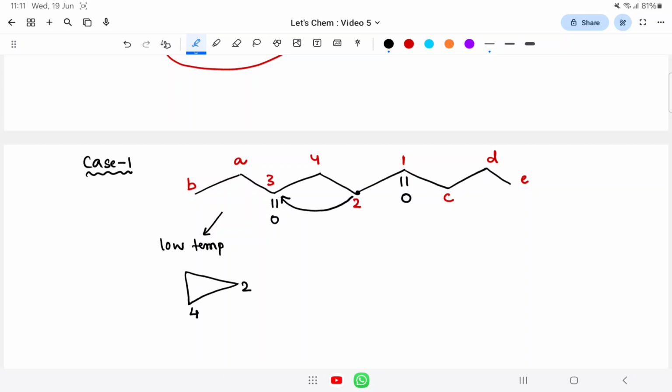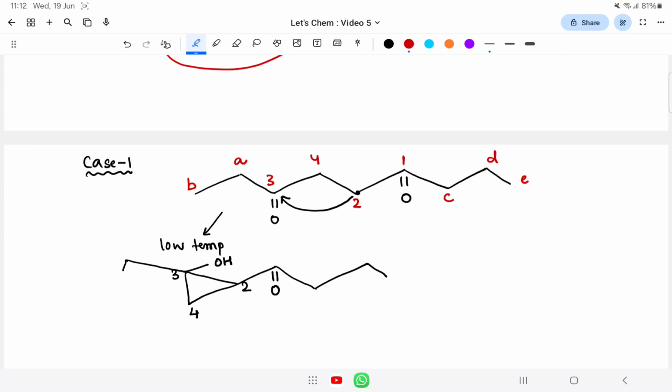Okay, in between there is a fourth carbon, third carbon is here, and this third carbon will be attached to something like this. Second carbon afterwards will go out as if nothing has happened. So we'll get something like this. Yes, this is our final product. No, not at all. This is our final product at low temperature.